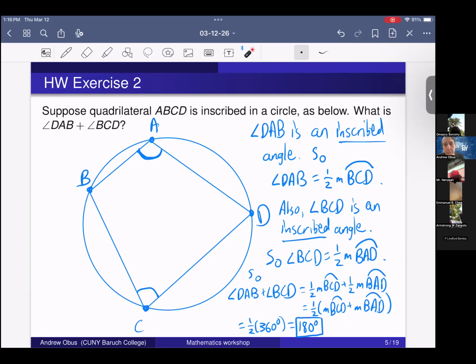All right, any questions on this example? Yes, Prince? Yes, so because we're talking about quadrilaterals, can it work with a square? Well, a square is just a kind of quadrilateral, so sure. But with a square, you already know that the opposite angles add to 180 degrees because they're all 90 degrees, right?